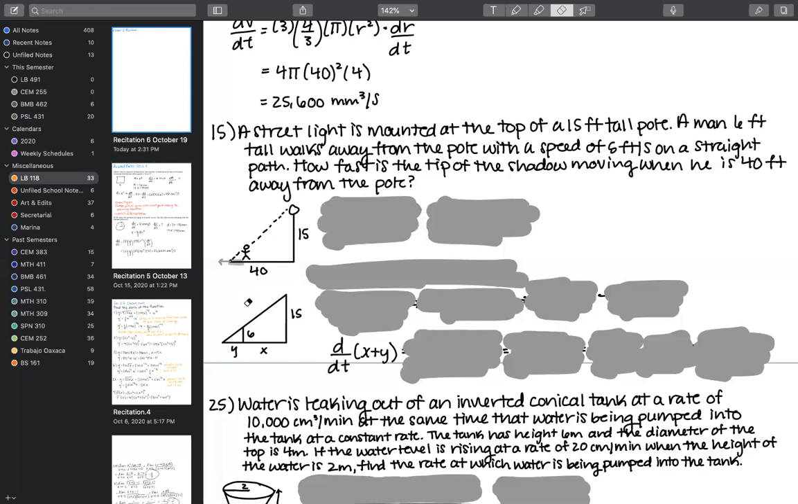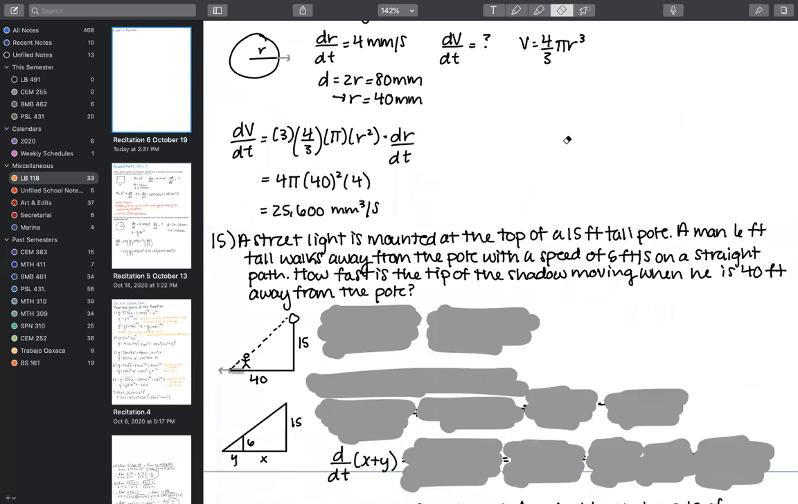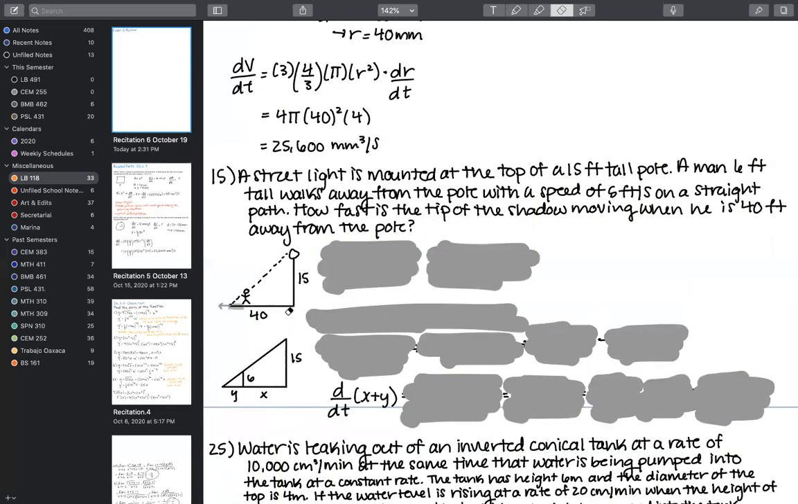Our conversion in this case is going to be between similar triangles. Up here, and there doesn't necessarily have to be just one, our conversion was putting what was given to us in terms of D into terms of R so that we could use it with our volume equation. So when we draw our diagram, we have to keep in mind that this person is 6 feet tall, but his shadow is going to go further.